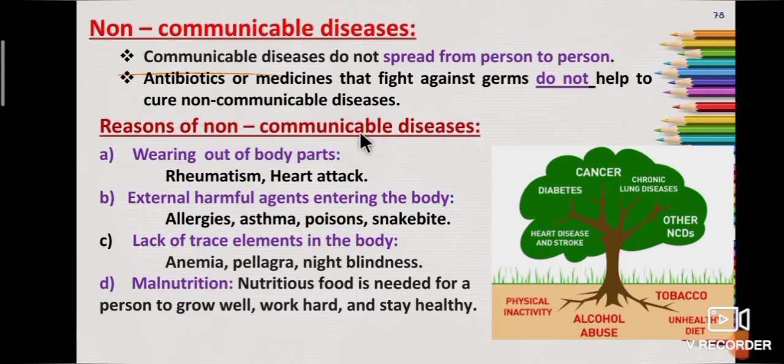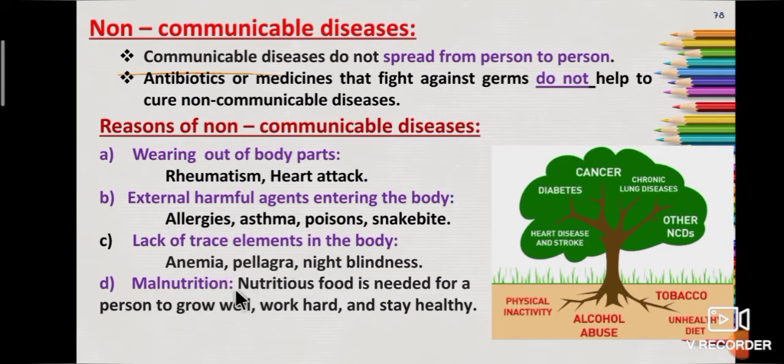Reasons of non-communicable diseases. First one, wearing out of body parts. Example, rheumatism, heart attack. Second one, external harmful agents entering the body. That is allergies, asthma, poisons and snake bite. Third one, lack of trace elements in the body. That is anemia, pellagra, night blindness.